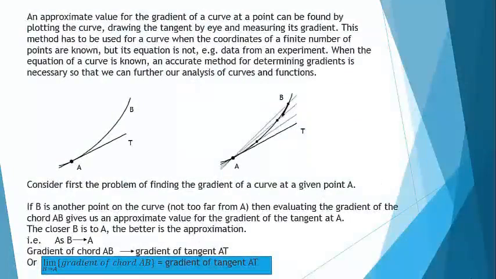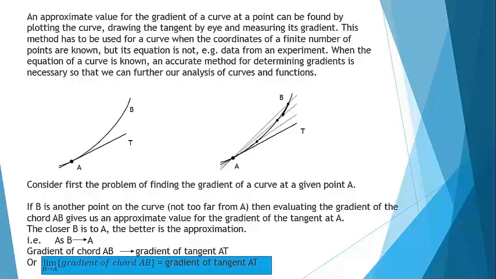An approximate value for the gradient of a curve at a point can be found by plotting the curve, drawing the tangent by eye and measuring its gradient. This method has to be used for a curve when the coordinates of a finite number of points are known, but its equation is not. When the equation of a curve is known, an accurate method of determining gradients is necessary so that we can further our analysis of curves and functions. There are two diagrams given, and we are going to discuss how the gradient of a chord AB equals the gradient of a tangent AT.